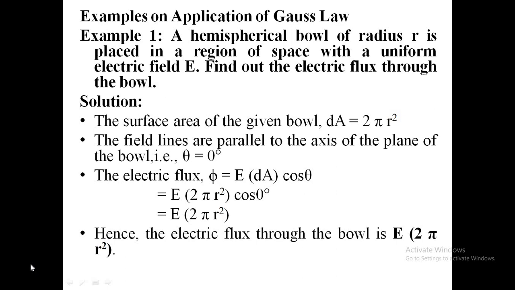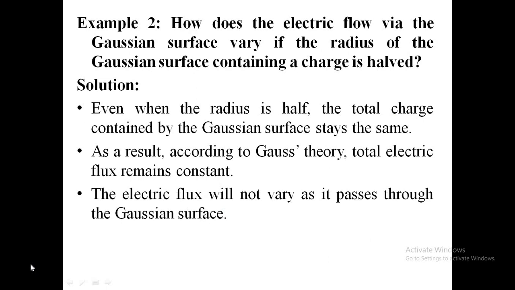And the electric flux phi is given as E into dA cos theta. Substituting dA as 2 pi r square and theta as 0, we shall get the electric flux as E into 2 pi r square. Hence the electric flux through the ball is given as E times 2 pi r square.